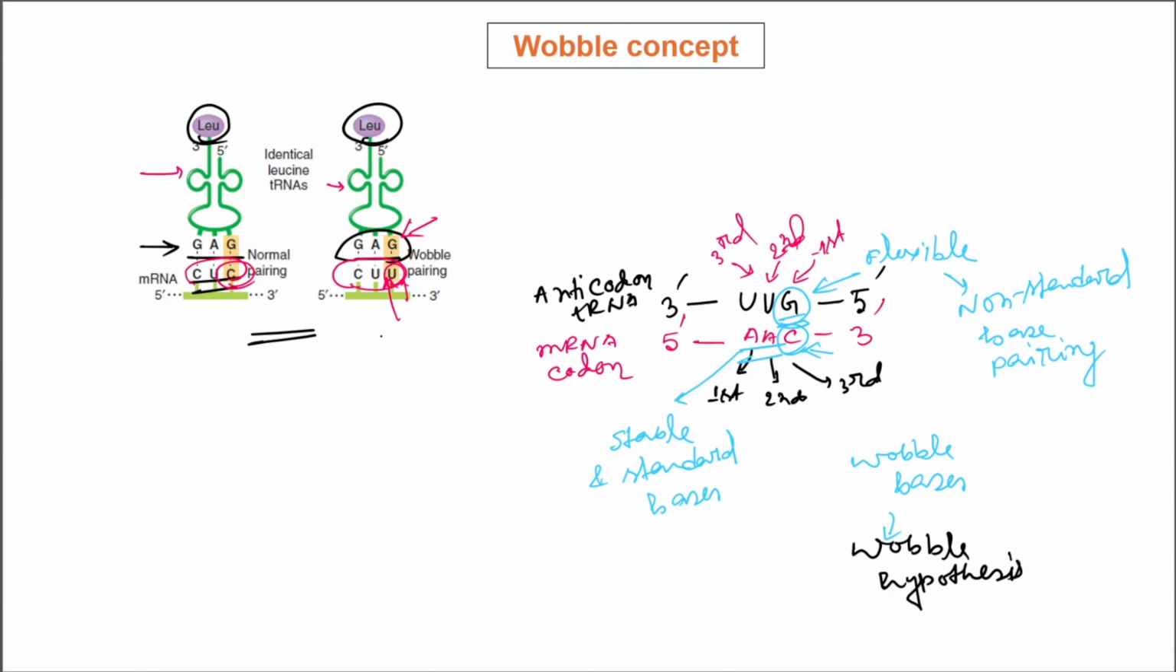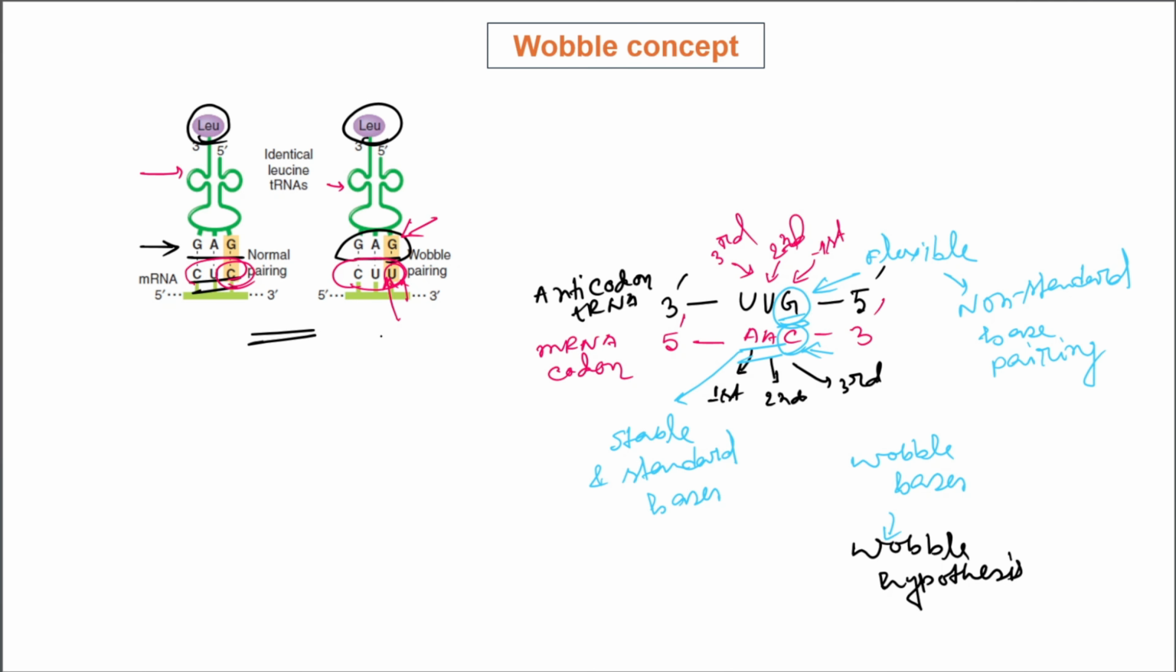But only a few specific non-standard pairs are allowed. Like G in the 5' end of the anticodon can pair with U or C. This is the 3' end of the codon. So this is the 5', for example A, G, A, 3', this is the codon. Next is the 3', U, C, U, 5', this is the anticodon. So this is the G in the 5' end.